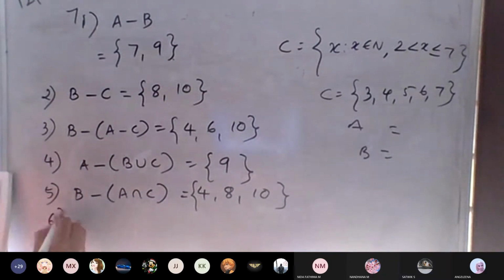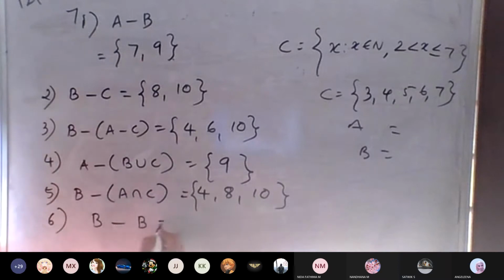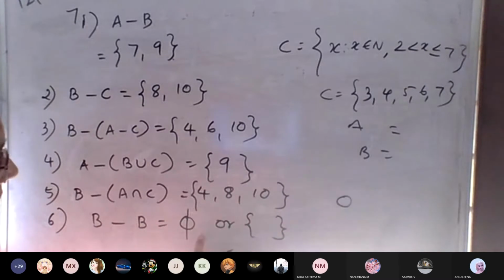Then the sixth one: B minus B. Don't write a 0. You have to write it as null set, in set form. Please don't write 0. There are no elements in that set, so it is known as the null set.